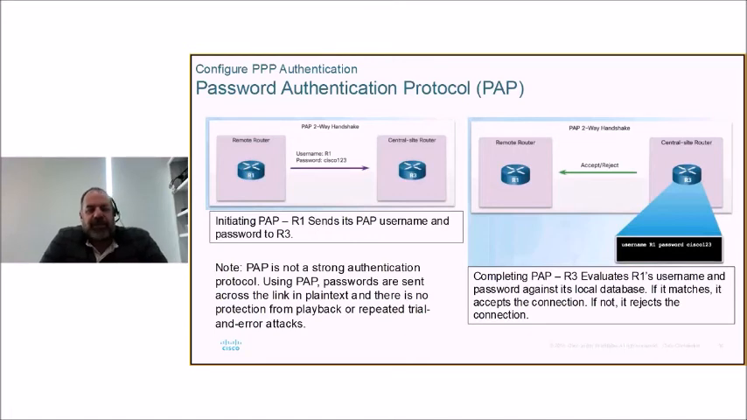Initiating PAP, R1 sends its PAP username and password to R3. And then completing it, R3 evaluates the username and password against its local database. If it matches, it accepts the connection. If not, it rejects the connection. So this is pretty much the only thing the router does. The central one just accepts or rejects. That's all it does.